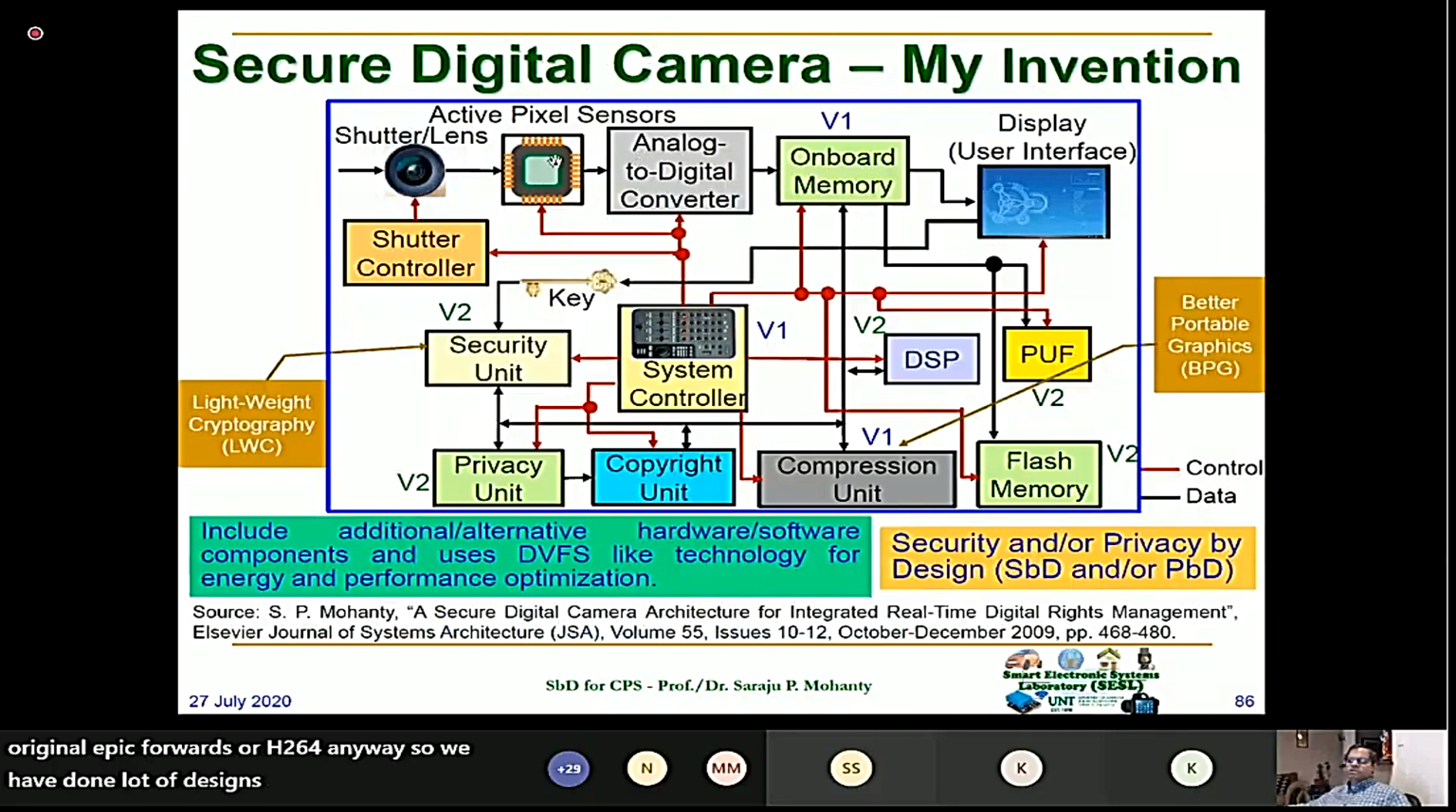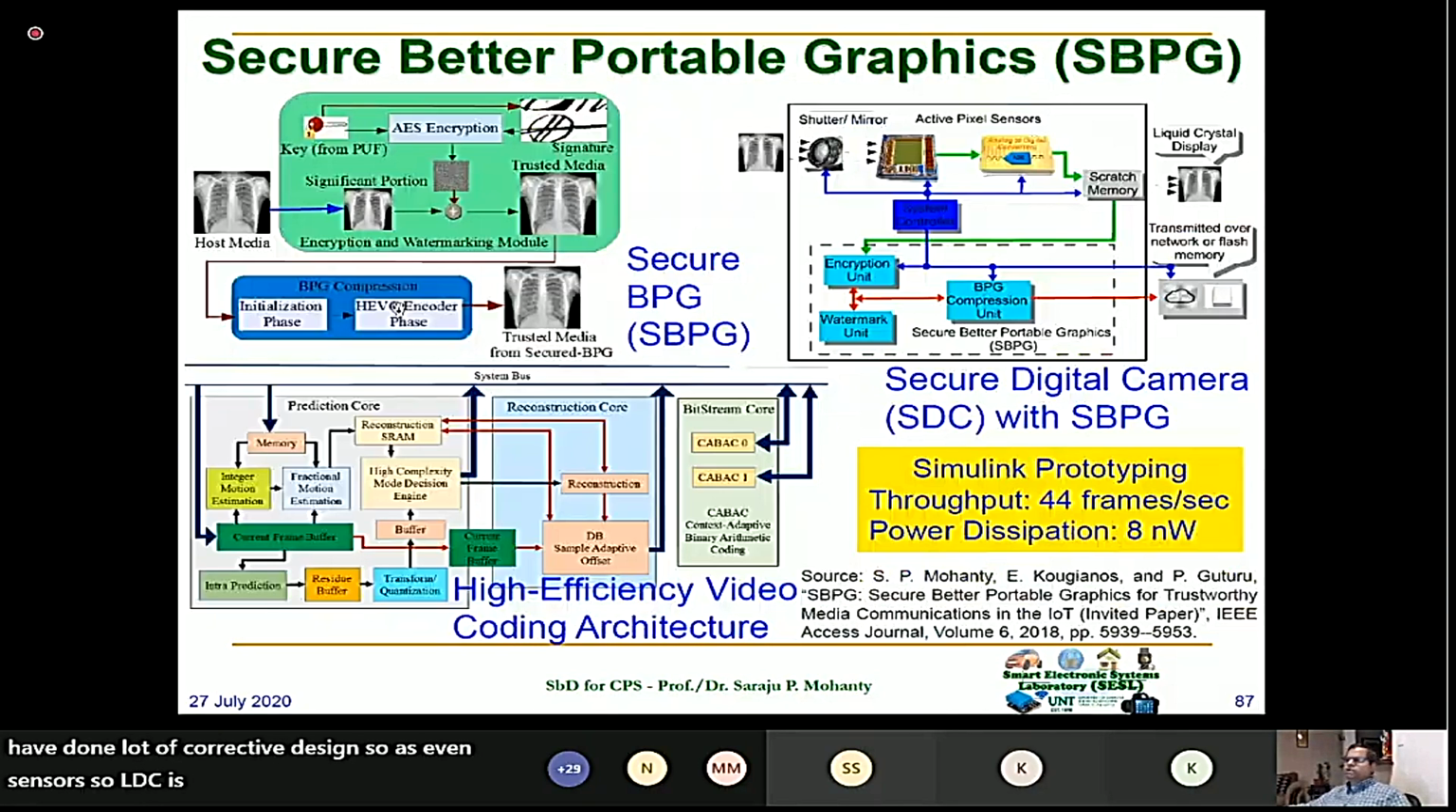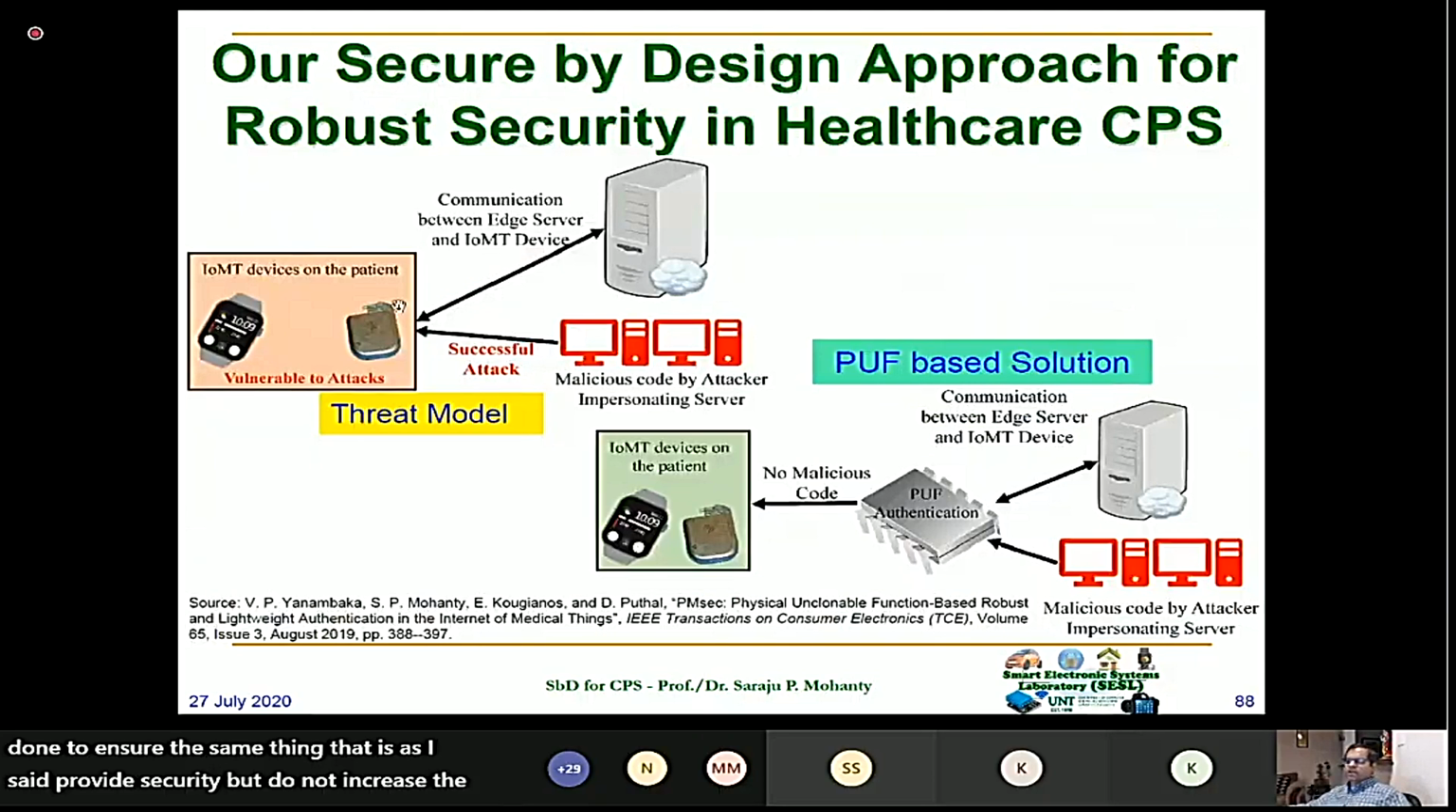So as even sensors, ADCs, all these designs we have done to ensure the same thing, that is, as I said, provide security, but do not increase the power budget. That's the big idea. And here, an example is how we redesign the healthcare devices, and as a result, the power budget is very minimal. At the same time, it provides robust security.